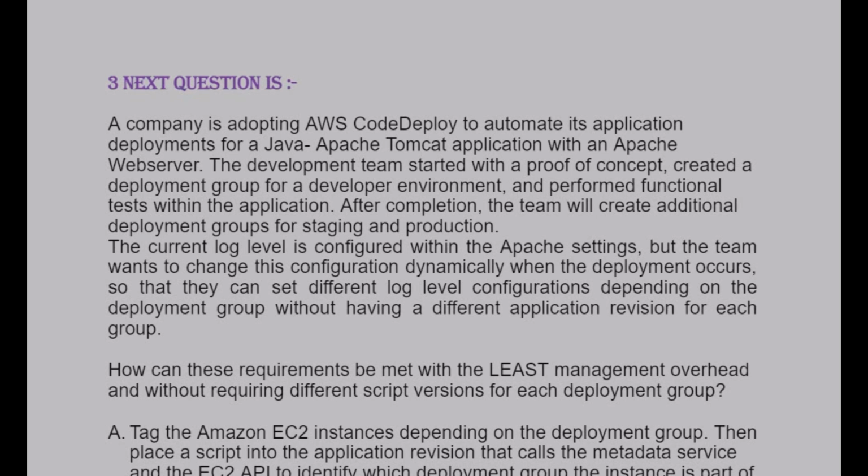The current log level is configured within the Apache settings, but the team wants to change this configuration dynamically when the deployment occurs, so that they can set different log level configurations depending on the deployment group without having a different application revision for each group. How can these requirements be met with the least management overhead and without requiring different script versions for each deployment group?